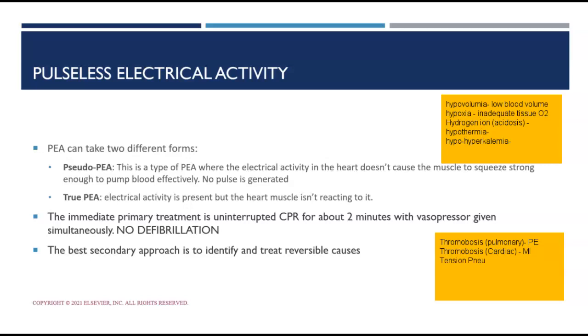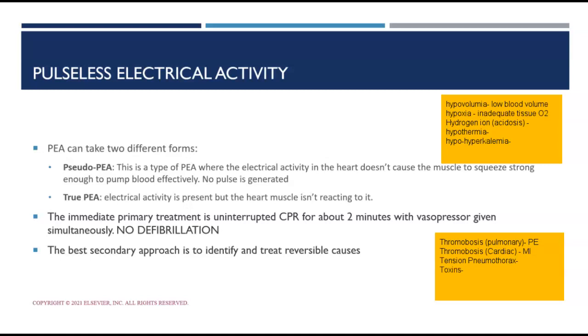Tension pneumothorax. As I mentioned before, this is a common issue in every PEA patient I've ever seen; the culprit was a tension pneumo. Once you fix the tension pneumo, there's less pressure in the patient's chest and the heart should be able to start contracting again like it's supposed to. Another one is toxins.